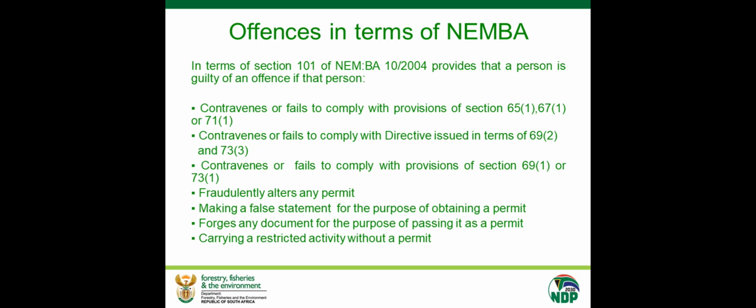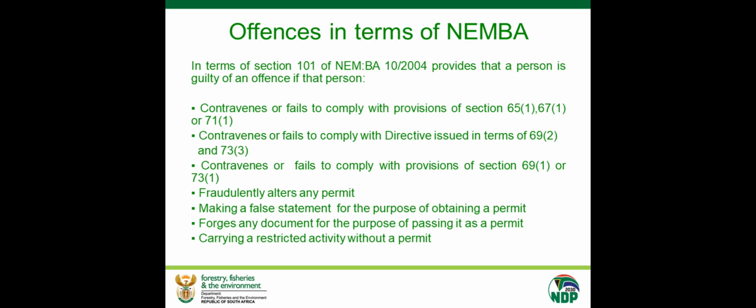In terms of section 71, a person is not allowed to conduct restricted activities involving listed invasive species without a permit. So we have got alien species here, we have got the ones which are listed. We have got a list for listed invasive species.